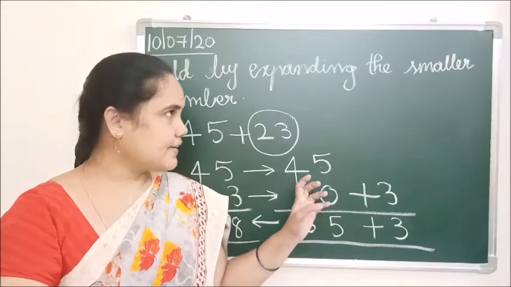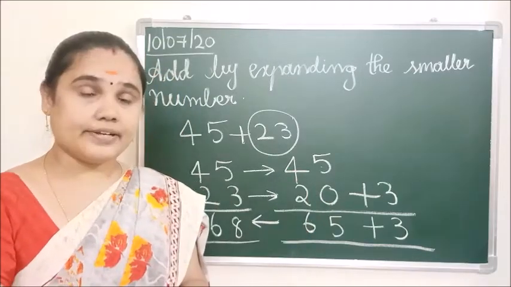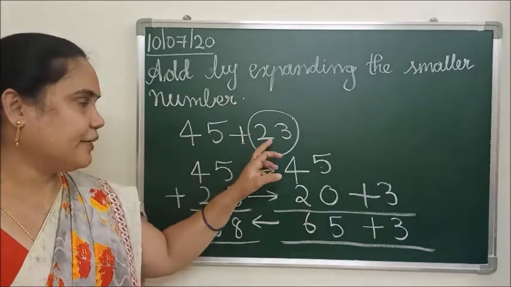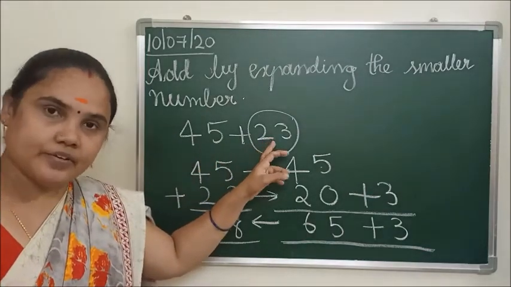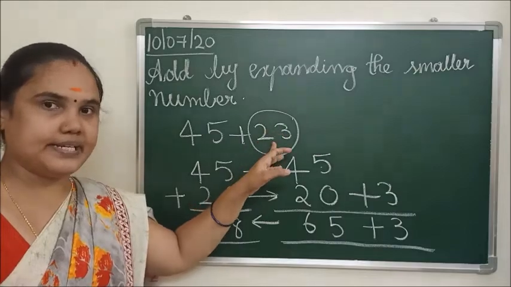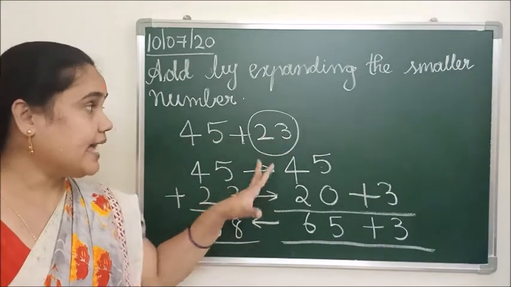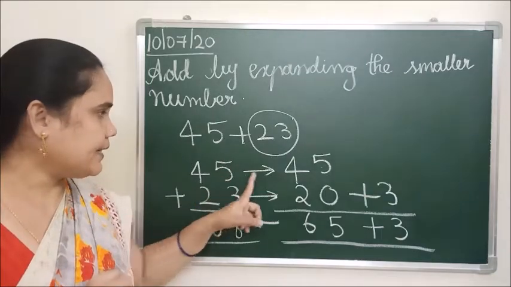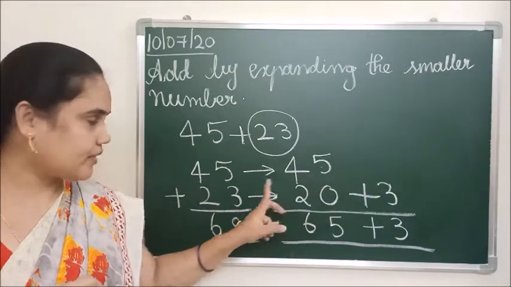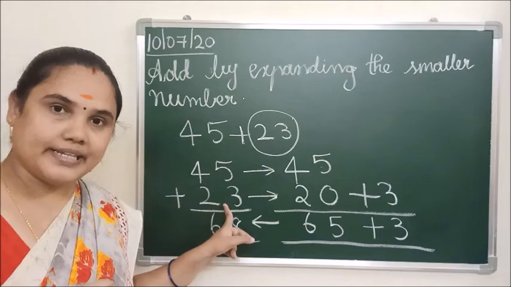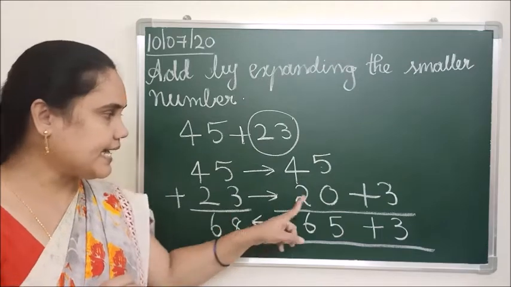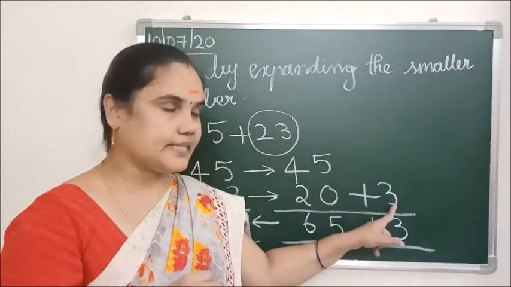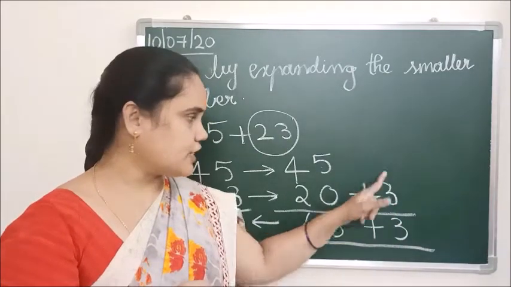Okay, children, this is very easy. Listen very carefully, children. See the numbers, children. 45 and 23. Which number is smaller? 23 is the smaller number. We write expanded form for the smaller number. Write the bigger number as it is. 23 is the smaller number. Write the expanded form of the smaller number: 20 plus 3. Now add the numbers, children.